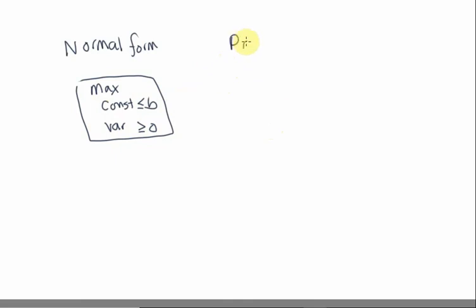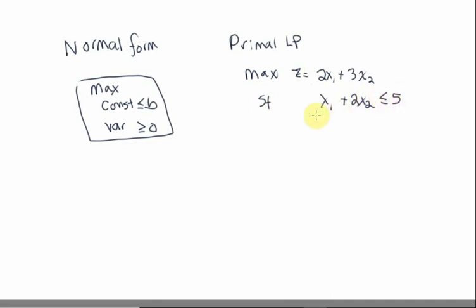Let's go with a primal LP. Let's go with max z equals 2x1 plus 3x2, subject to x1 plus 2x2 is less than or equal to 5, x1 minus 5x2 is less than or equal to 1, 4x1 is less than or equal to 10. And all the x's, which is only 2, I won't be lazy, I'll actually write them both out, are greater than or equal to 0. So this actually is normal form.